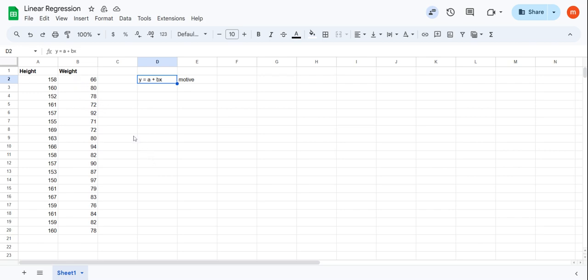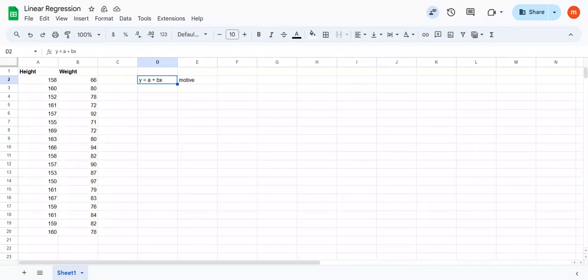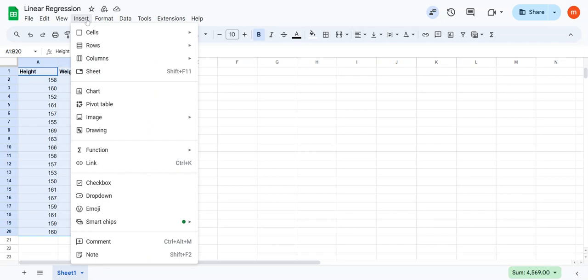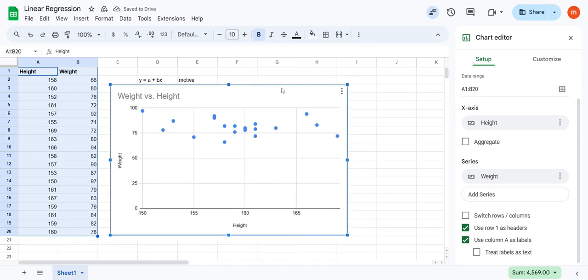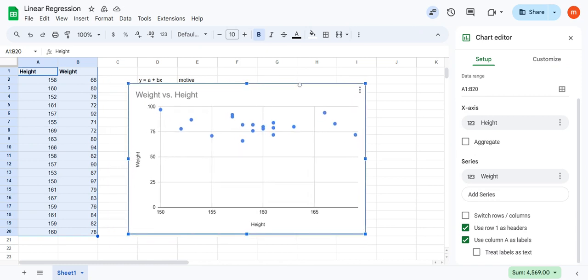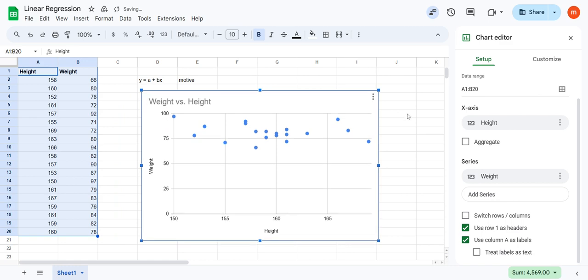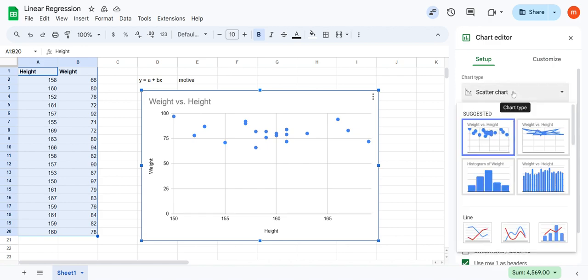So there are two different methods in which you can do this particular analysis. The number one method is a simpler method, and that is using graphs. So I'm going to go ahead and select the data. I'm going to insert a chart. So the idea here is to essentially use a scatter plot. You see here in the chart editor, I have the data range set up, but you always have to have this as a scatter chart.